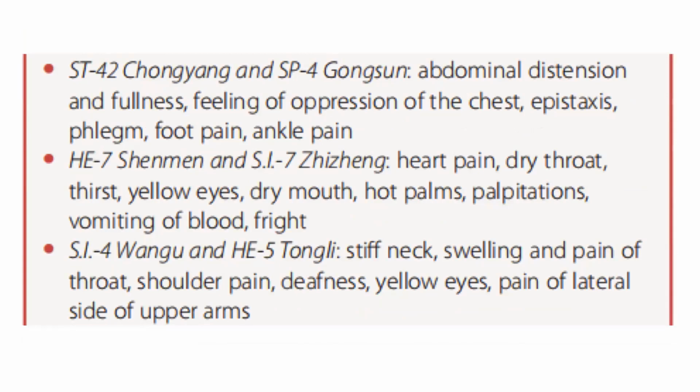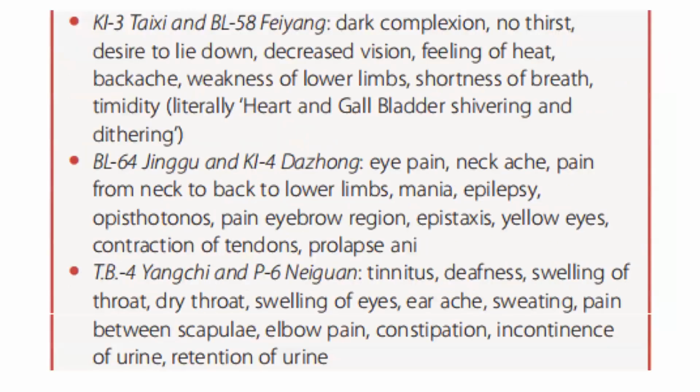Heart 7 and SI7 can be used to treat heart pain, dry throat, thirst, yellow eyes, dry mouth, hot palms, palpitations, vomiting of blood, and fright. SI4 and heart 5 can be used to treat stiff neck, swelling and pain of the throat, shoulder pain, deafness, yellow eyes, pain of the lateral side of the upper arms.